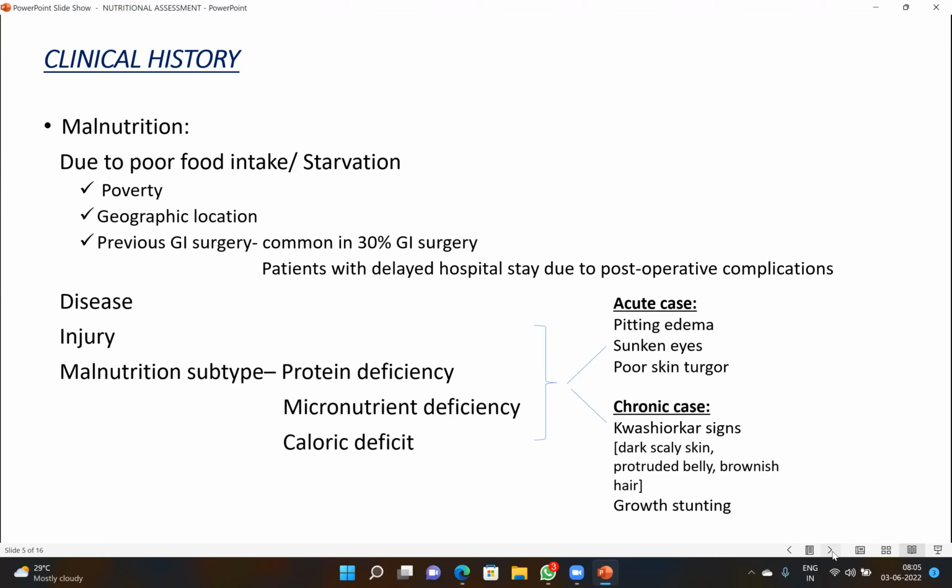Malnutrition can be a protein deficiency, a micronutrient deficiency, or a caloric deficit. In acute cases, we can see pitting edema, sunken eyes, and poor skin turgor. Chronic cases have Kwashiorkor signs and growth stunting. In Kwashiorkor, we can see dark scaly skin, a protruded belly, and brownish hair.